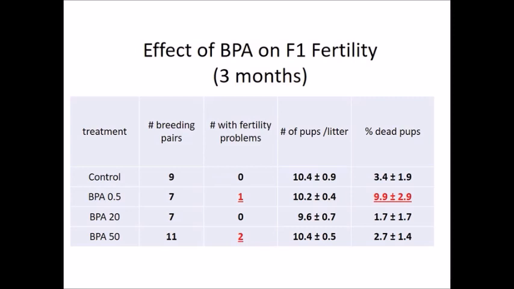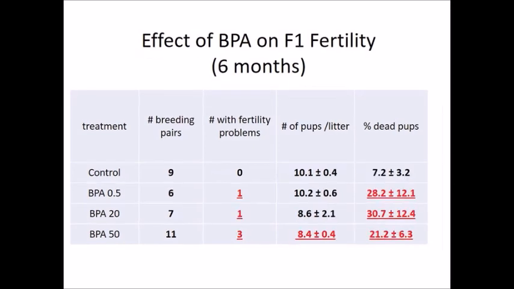And what I'd like to point out is that in the controls we did not have any animals with breeding problems, but in our lowest dose and highest dose of BPA, we had some animals with fertility problems, and in the lowest dose of BPA we had a significantly greater number of dead pups. When we looked at 6 months, we see that none of the controls had fertility problems. However, all 3 doses of BPA had breeding pairs with fertility problems. In the highest dose of BPA, we had a significantly fewer number of pups per litter, and in all 3 doses of BPA, we had a significantly greater percentage of dead pups.